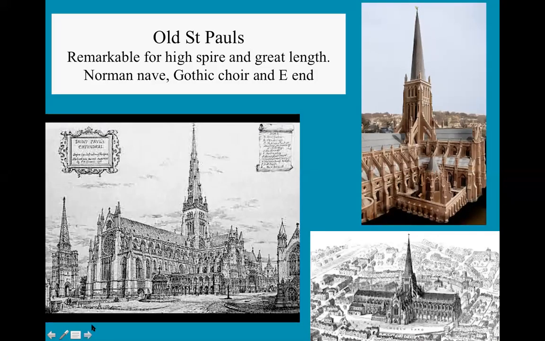Just a quick look at Old St. Paul's, which was a remarkable building, a very famous building. Had this enormous spire, extremely long. You can see the English preoccupation with length is very much apparent here. The nave, the front part is actually mostly Norman, Romanesque. The back part is Gothic. So you have the two major medieval styles kind of combined or colliding, perhaps rather, in this building.